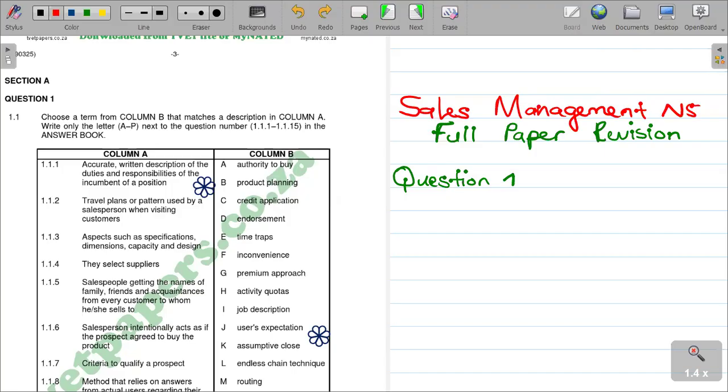Today I'm going to do a revision on Sales Management N5, which is a full paper revision. So let's go to question 1, which is in section A. Right. So 1.1, choose a term from column B that matches a term in column A. Write only the letter A to P next to the question number 1.11 to 1.15.